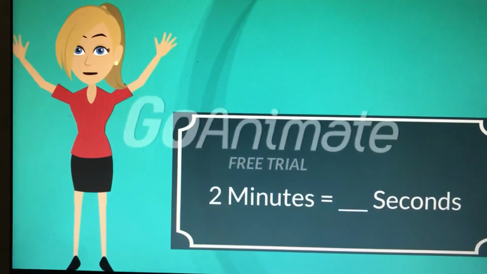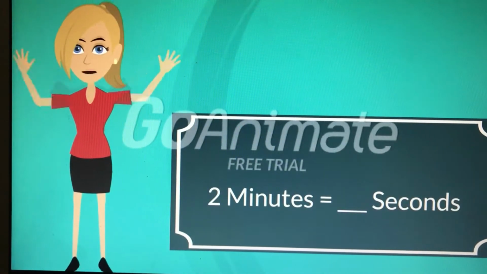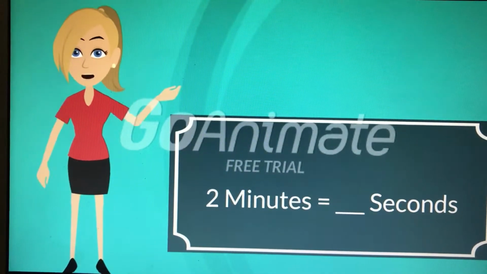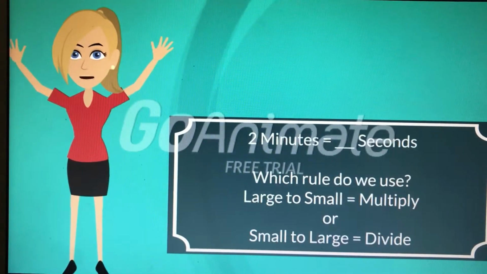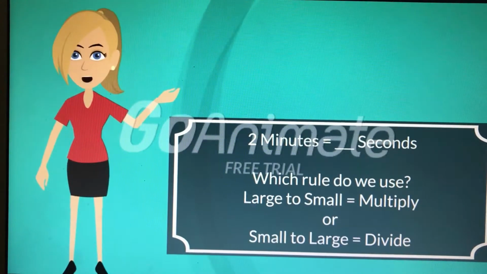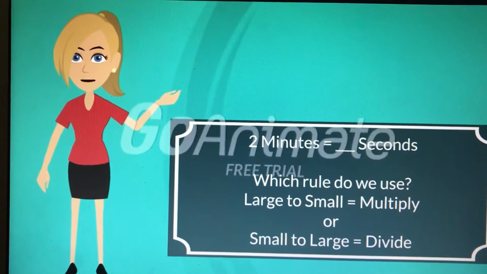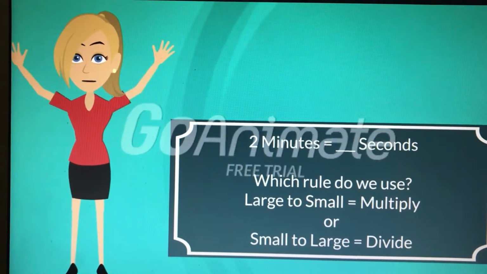Let's try an example together. On the board, I have 2 minutes equals blank seconds. Let's try and figure it out on the next slide. The first thing we need to do is choose which time conversion rule to use. Do we use large to small equals multiply or small to large equals divide?